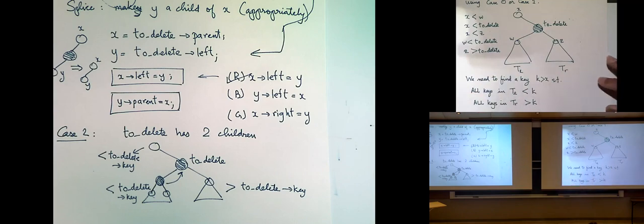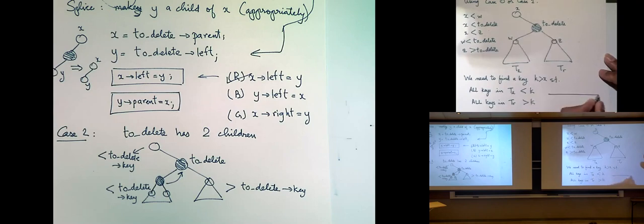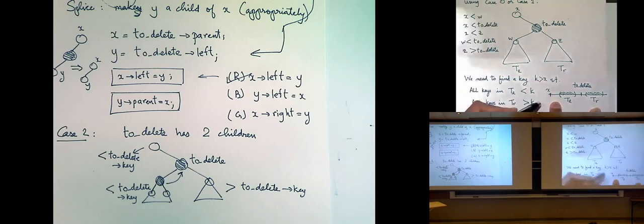So let me try to draw a picture here, just drawing on a number line. This is x. This is 2delete. All the keys in TL are somewhere here, and all the keys in TR are somewhere there. Does this picture make sense? Because everything is more than x, but 2delete is in the middle of TL and TR.